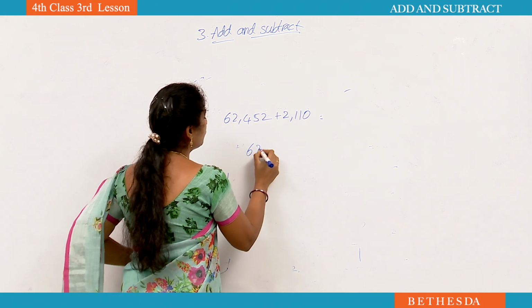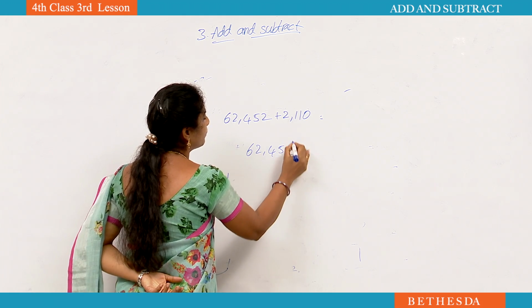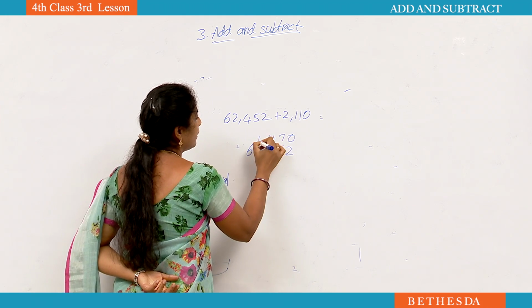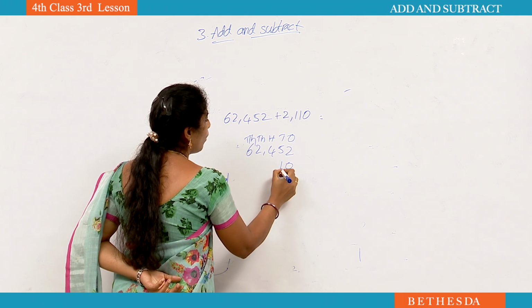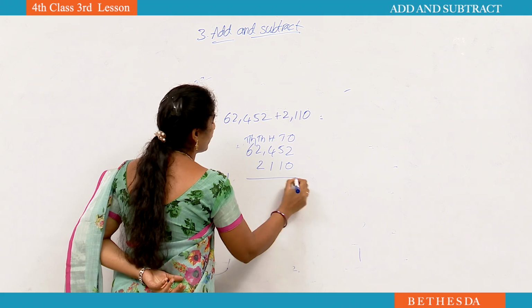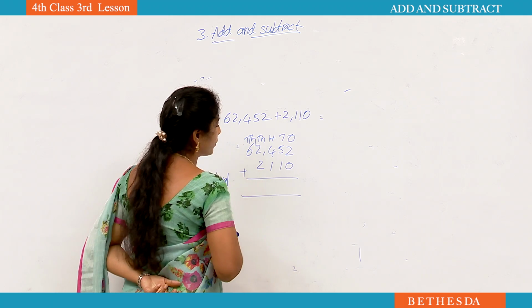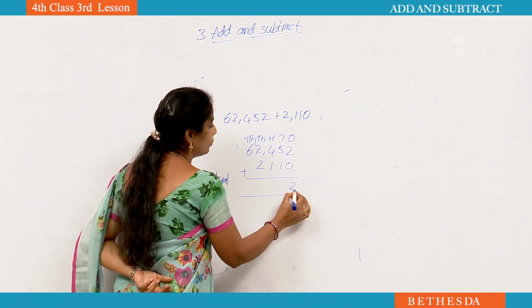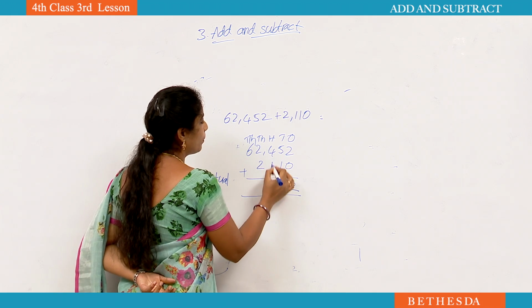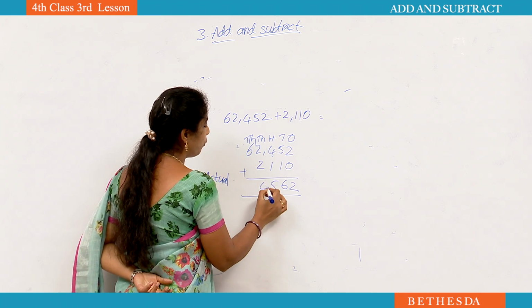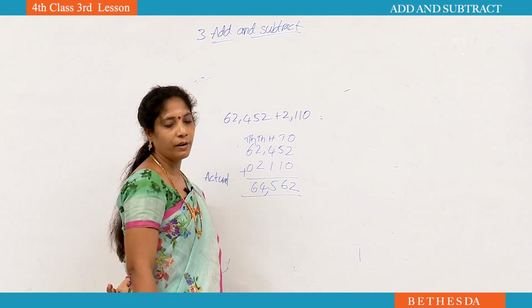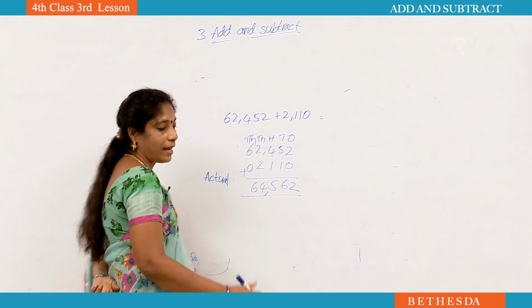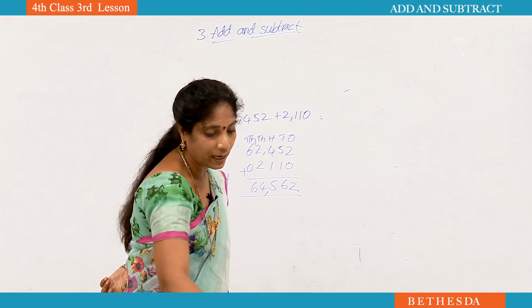62,452. Place values: ones, tens, hundreds, thousands, 10,000. Now 0, 1, 1, 2, 2,110. Now I am finding the actual amount. 2 plus 0, 2. 5 plus 1, 6. 4 plus 1, 5. 2 plus 2, 4. Here any number is not there, that's why 6 only. 64,562. Now the actual amount, what is he asking for?